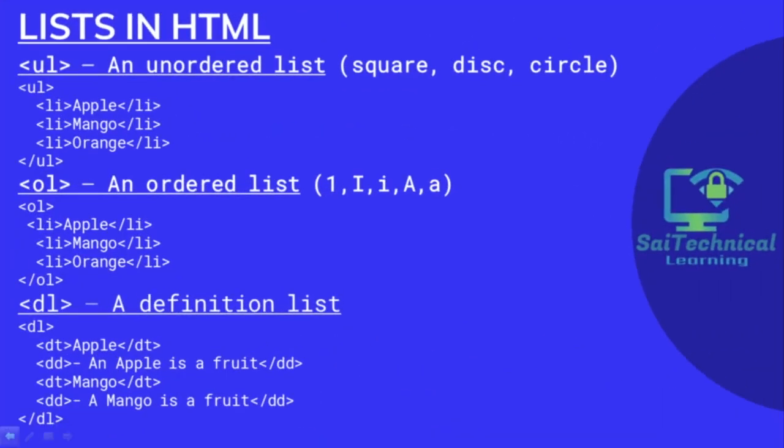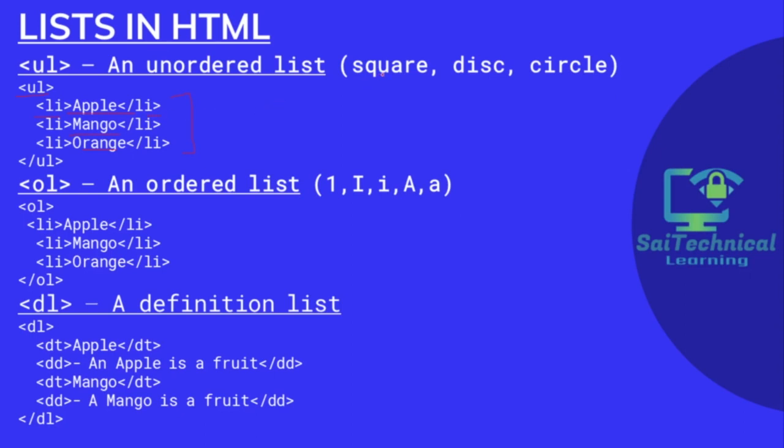So first one, that is unordered list. So how to create unordered list? We simply require the UL tag, and inside that we require list items. So here we have three list items, that is apple, mango and orange, which start with the li tag and close with the li tag, which stands for list item.